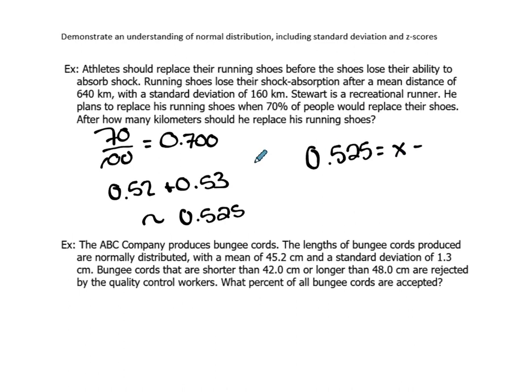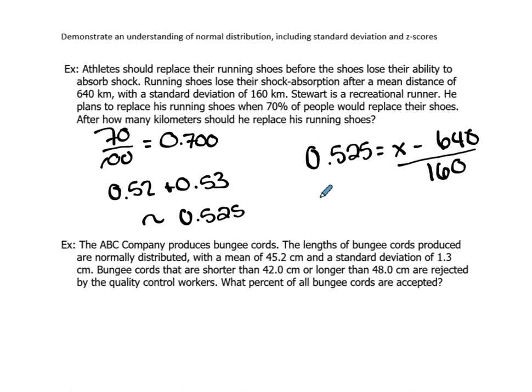We do know the mean. So the mean distance is 640, so we're going to minus 640, and we're going to divide by a standard deviation of 160. Now we want to manipulate our equation to solve for x.